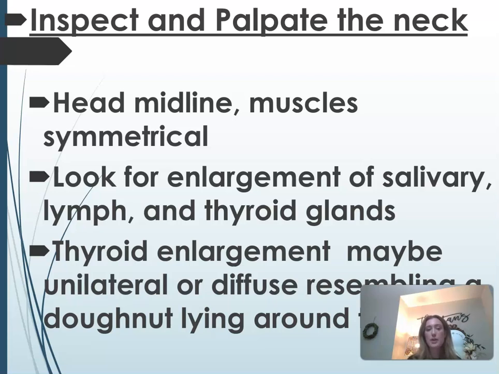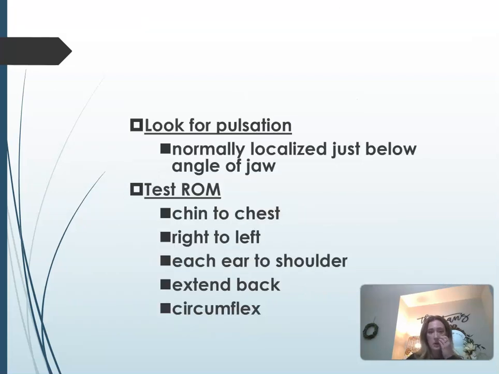Thyroid enlargement may be unilateral, meaning on one side, or it could be all the way across, and that would be a goiter, so like the enlargement of the front of the neck. Okay. We're also going to look for any pulsations. This is usually localized just below the angle of the jaw.